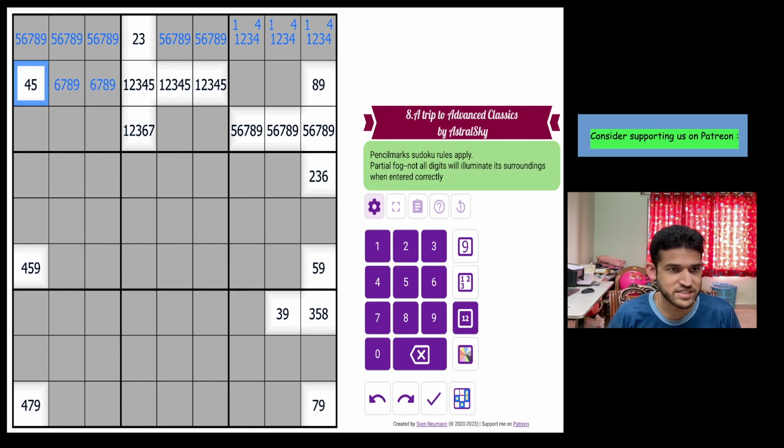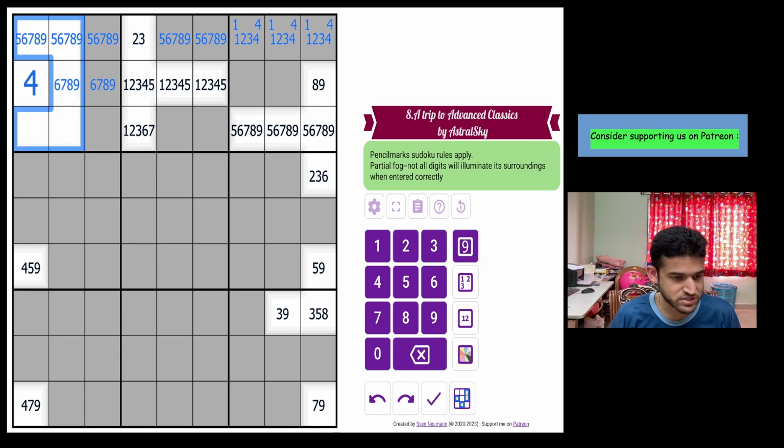So we get our first digit, and you can see that the fog has been removed from some of the cells, right? Which wasn't the case earlier. These cells were covered by fog. The moment you write the correct digit inside, so for example, if you put a 5 here, none of the cells are uncovered, but 4 is the correct cell. So some of the cells are uncovered.